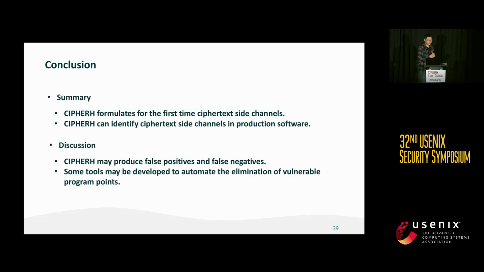Okay, let's make a conclusion. In this work, we propose CipherH, which for the first time formulates the ciphertext channel, and it can also identify ciphertext channel vulnerabilities in production software. However, CipherH may produce false positives. They mainly come from the inter-procedure analysis we used, and false negatives mainly come from the dynamic taint analysis we used. In future work, we can develop some tools to eliminate the vulnerabilities found by CipherH.